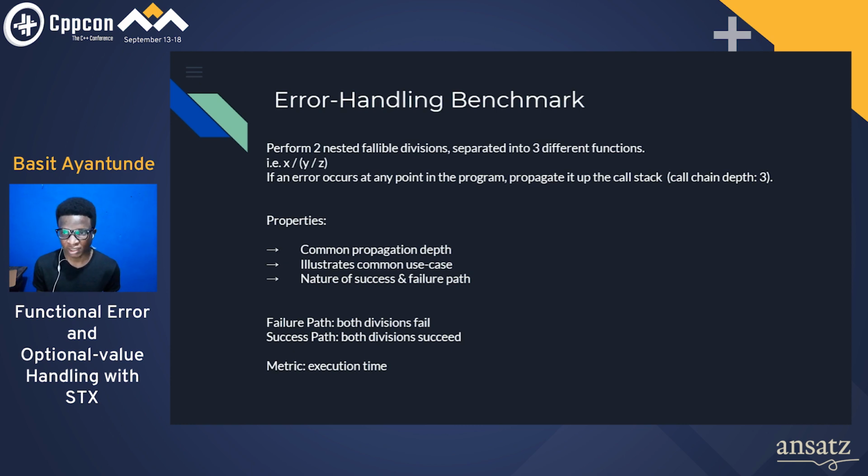The benchmarks were performed using the Google Benchmark tool. This benchmark will illustrate a few properties, which is the common propagation depth that we commonly see in code bases. It illustrates a common use case and the nature of the success and failure path for each method. The failure path is basically when both divisions fail, and the success path is when both divisions succeed.